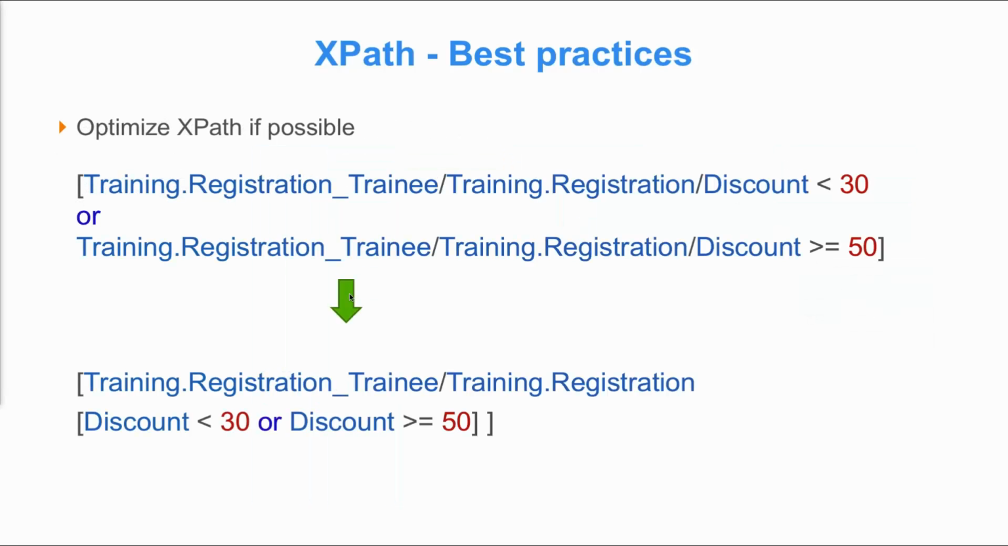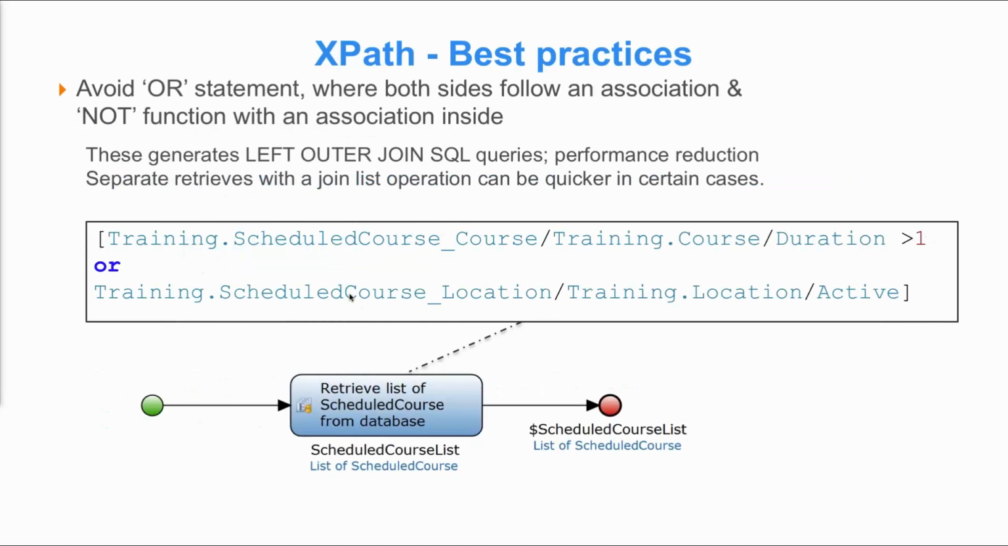And as I mentioned, best practices, it's always a good idea to optimize the XPath. One, for readability. It's much easier to read the second query versus the first one. And two, obviously for performance. You don't have to go through the relationship twice to get the discounts. Other best practices, be mindful of when you're using or not functions, because that's left outer join SQL queries. So there could be some performance reductions.